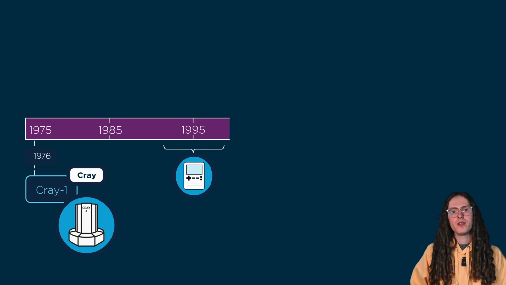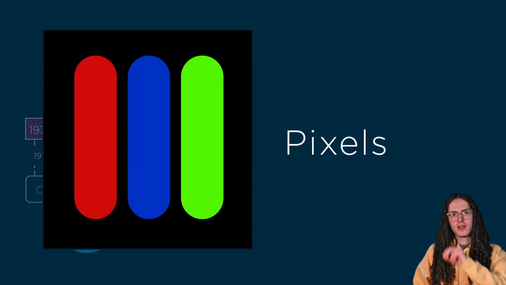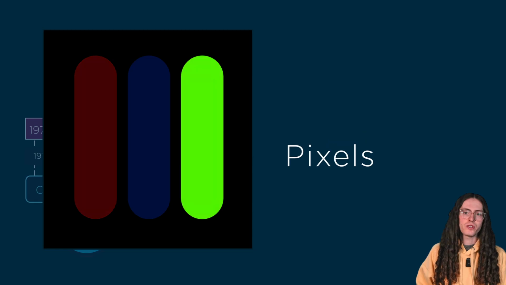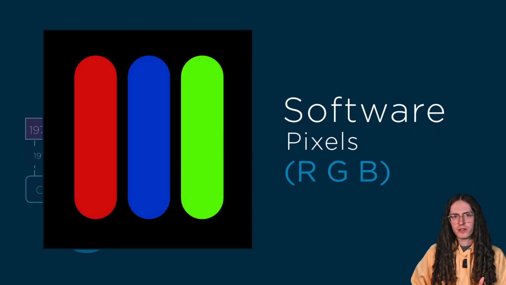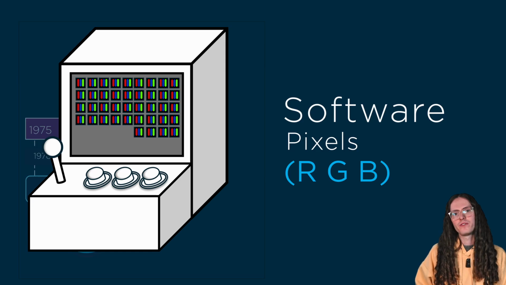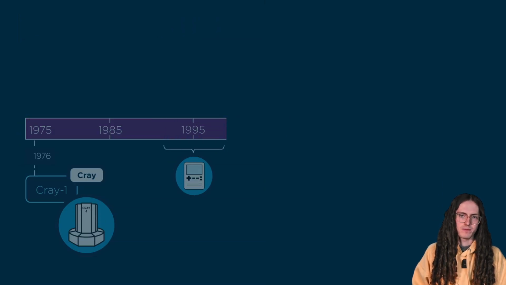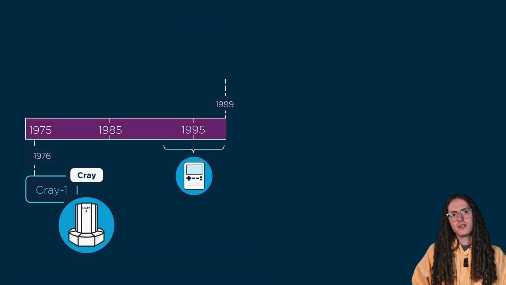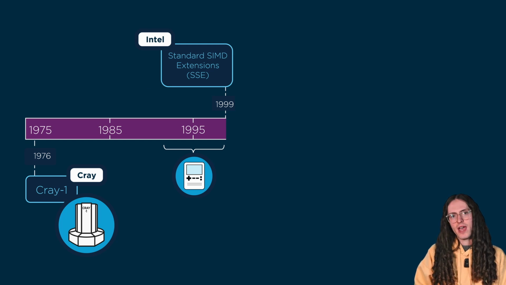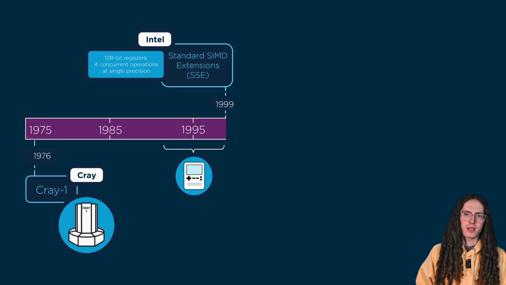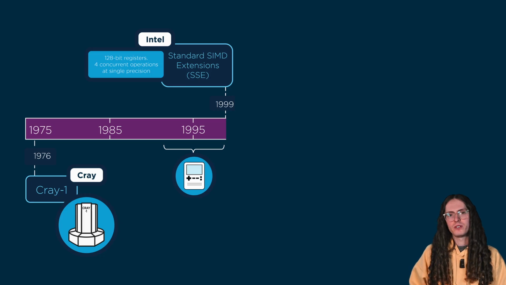One of the key operations of video games is frequent updating of the display, i.e. involving the iteration across the individual pixels of the screen. Since a software pixel is simply a vector of 3 colors, and even in the 90s one could have hundreds of thousands of pixels on a display, these computations were an obvious opportunity for vectorization. In 1999, Intel introduced standard SIMD extensions, or SSE. The earliest generation of SSE had 128-bit registers, allowing for 4 concurrent operations at single precision. Since the application was gaming and graphics focused, there was no double precision support.